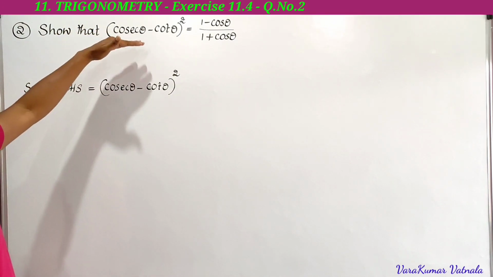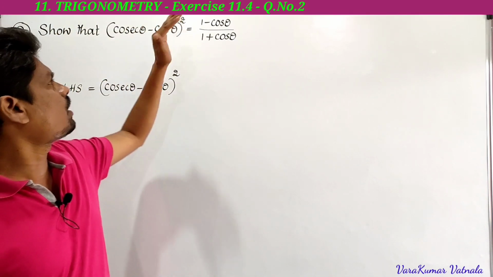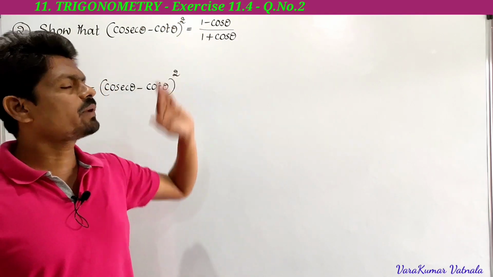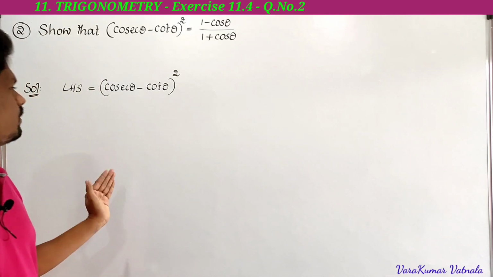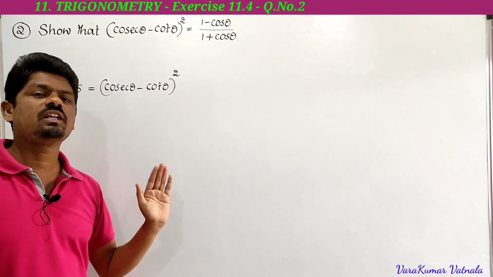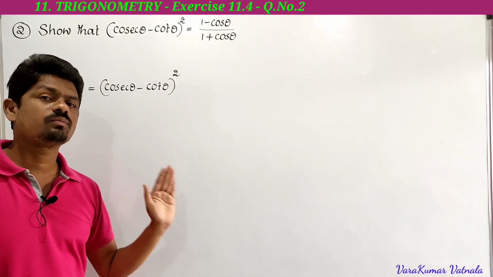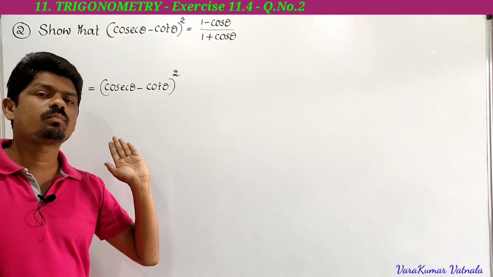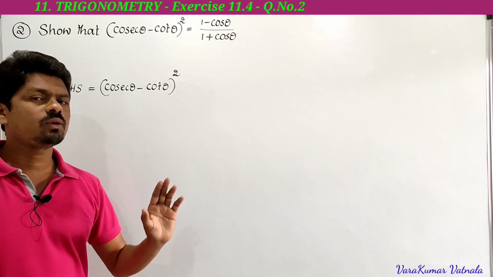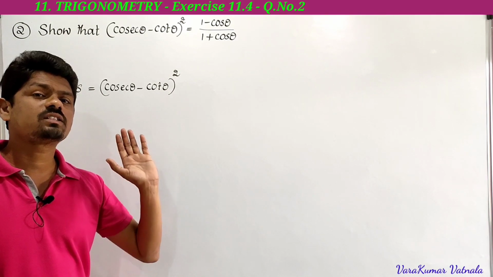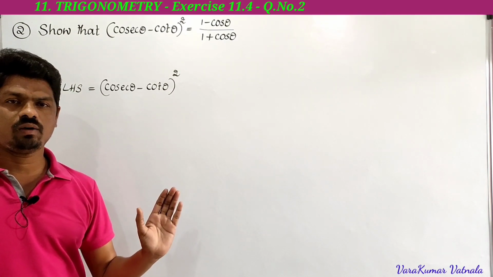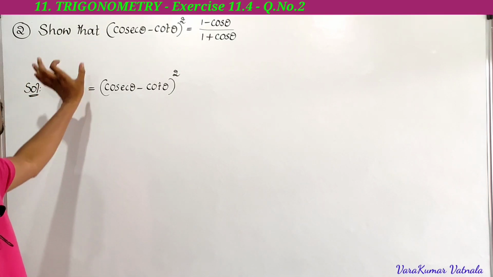Show that (cosec theta minus cot theta) whole square equals (1 minus cos theta) by (1 plus cos theta). So these problems are very important. Definitely you can get one 4-mark problem from exercise 11.4. Not only problems given in exercise 11.4, you have to go through the examples also, very important. Okay, so this is the given.